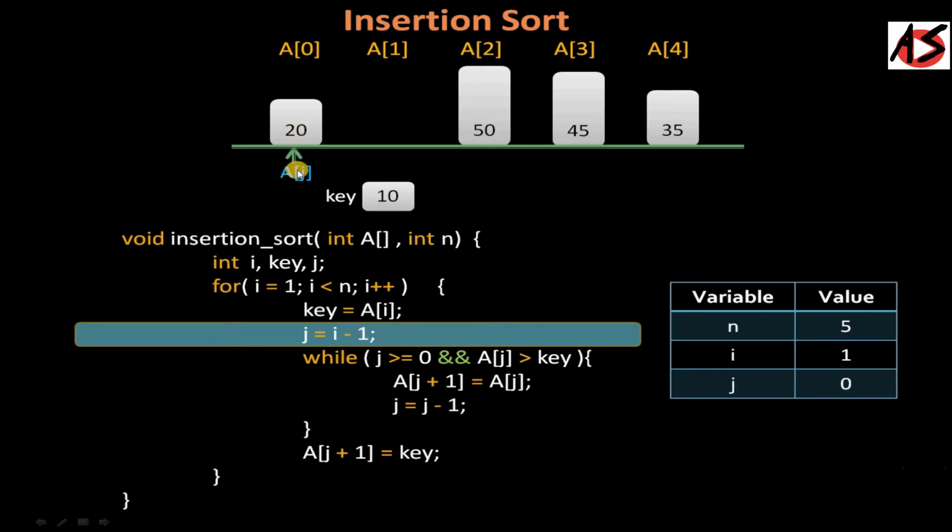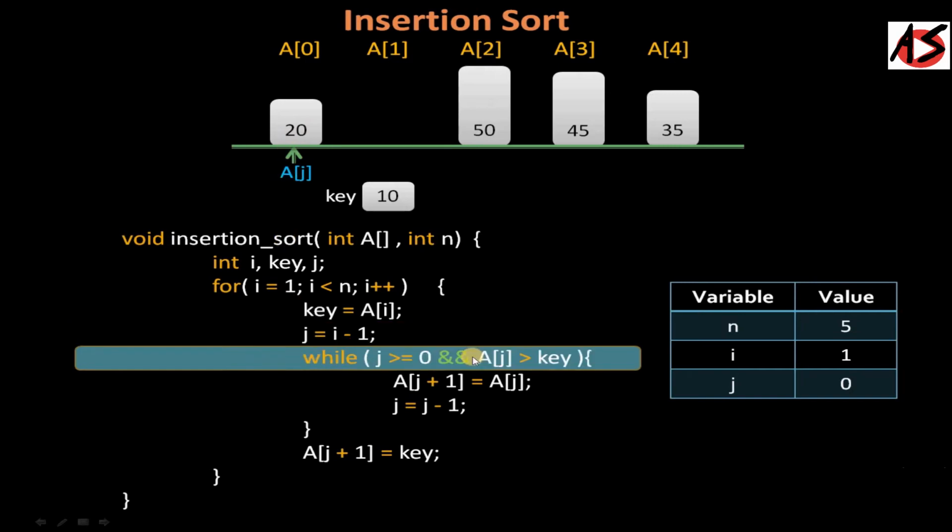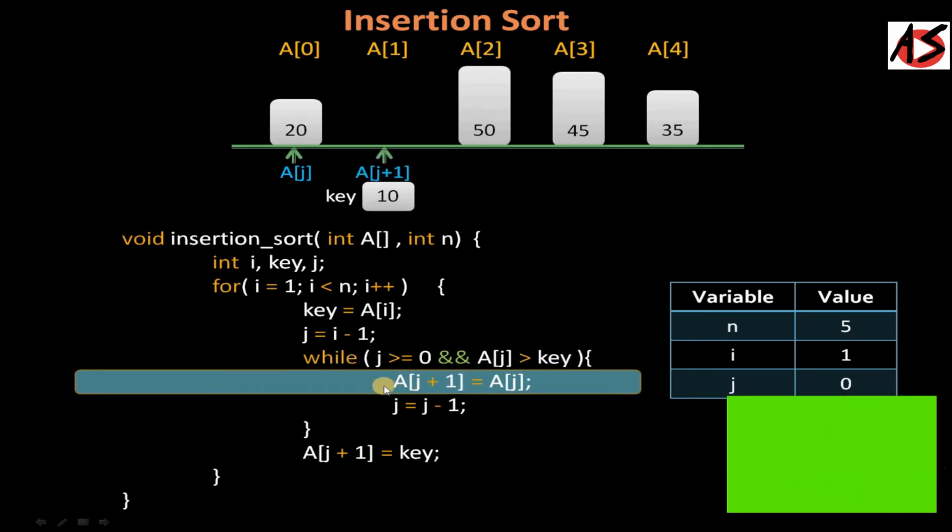Now you check the condition for the while loop. You check j greater than or equal to 0. So 0 is greater than or equal to 0, condition true. So you check the other condition, that is A[j], that means 20, greater than key, which is 10. So 20 is greater than 10, condition true. So you go inside the while loop and take A[j+1], that means this element is equal to A[j].